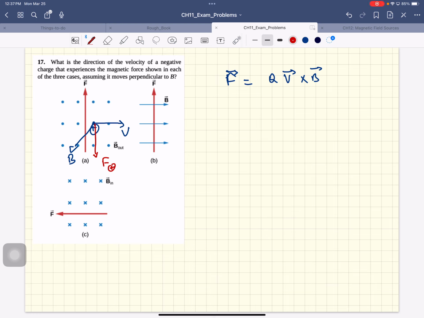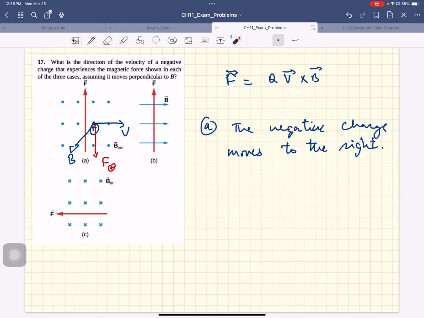So for part A, what does it say? What is the direction of the velocity of a negative charge? So the negative charge moves to the right.